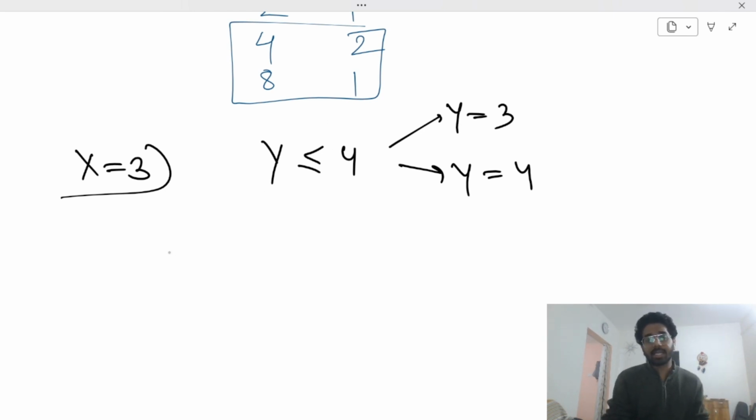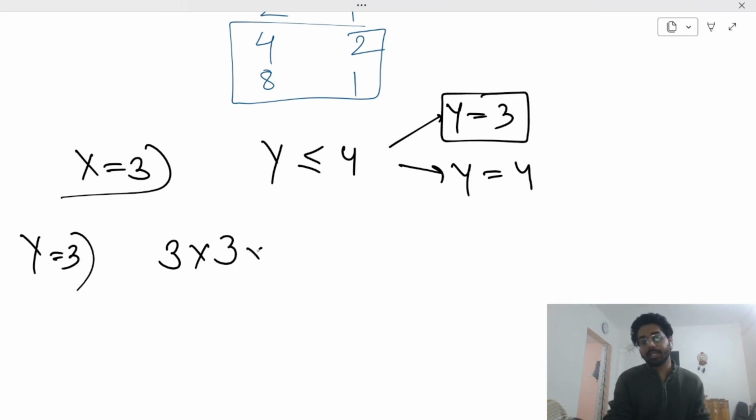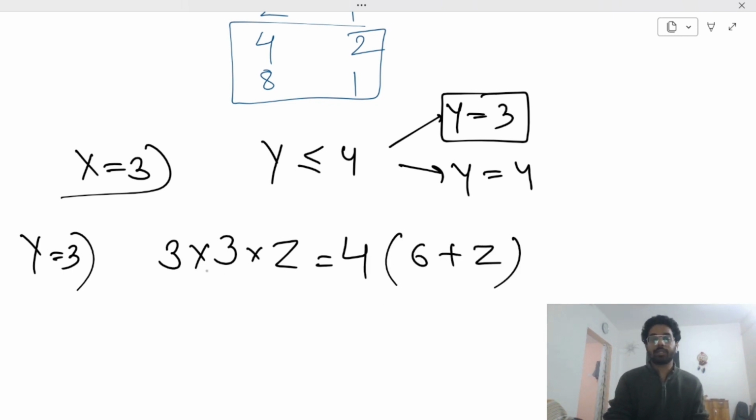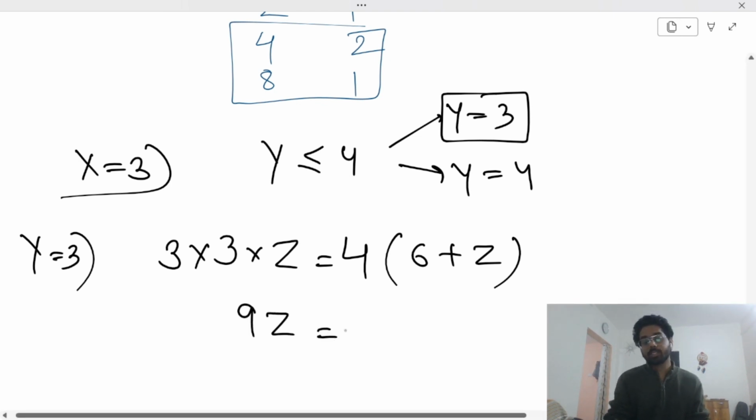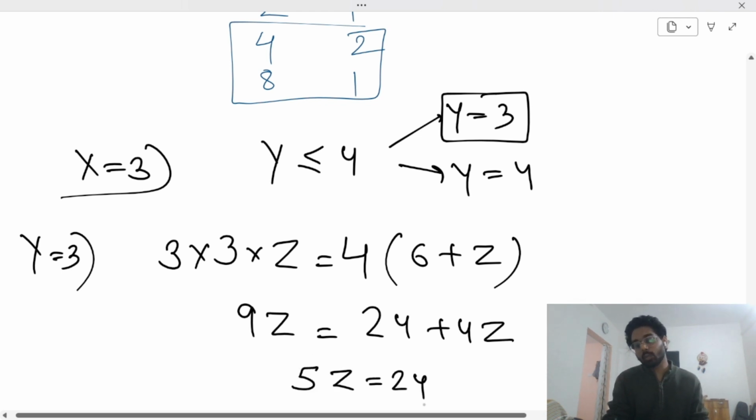So x, y, z: if I am taking y equal to 3, x into y into z is equal to 4 times of x plus y plus z, so 3 plus 3 is 6 plus z. You will solve it. 3 into 3 is 9z is equal to 4 into 6 is 24 plus 4z. From here you will have 5z is equal to 24 and you will have no integer solution. Hence this is not a possible case.